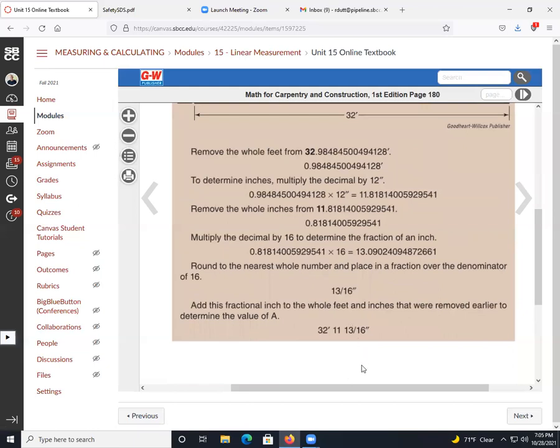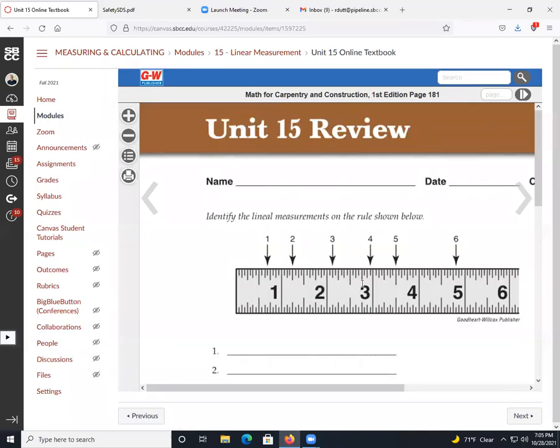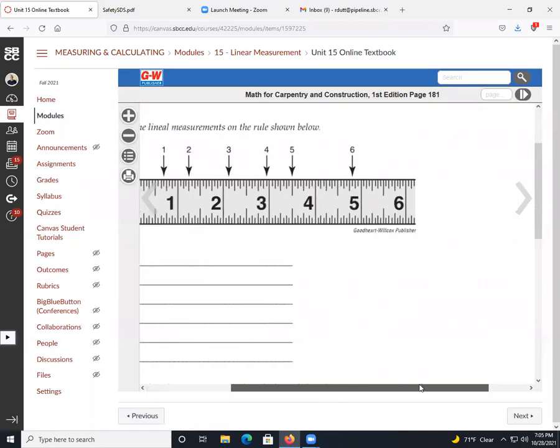Get it? It seems somewhat complex, but not really. You've got to multiply times 12, then you've got to multiply times 16. To get the inches out of the feet, you multiply times 12, and then to get the inches out of the decimal that's left, you multiply by 16. It's going to get easier and easier the more you do it. And then here's a review. We'll whip through quick, but not right now.